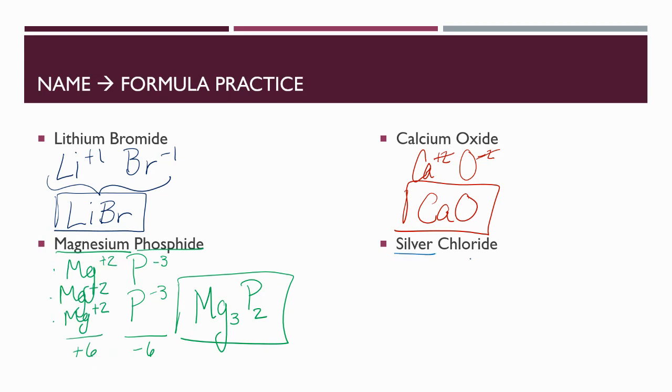And lastly, silver chloride. Well, silver is not in one of those main groups, but it is an element that we labeled on our periodic table as always having a +1 charge. Then we find chlorine. Chlorine's got a -1, so again, those charges match. A +1 is going to even out a -1, and so that's just going to be AgCl.